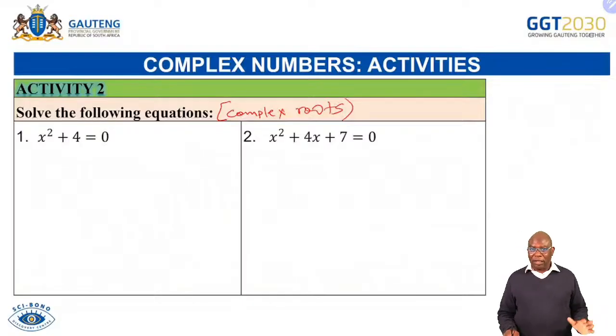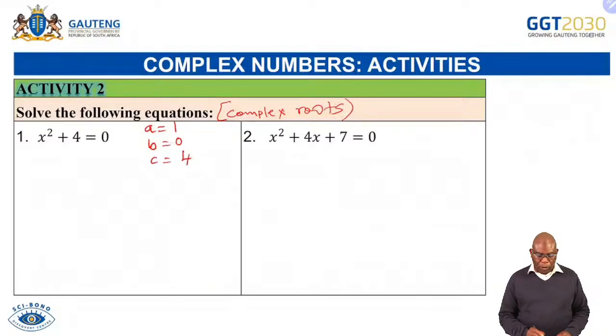Those are the math learners that can say that, but you as technical math learners, you have done complex numbers, you can't say that. Let's look at this. In this case, I'm going to use the quadratic formula, whereby my A value will be 1, my B value is 0, my C value is 4. So I'm going to substitute. My B value is 0, plus minus the square root of, I'm not going to write down the formula, 0 squared minus 4 times 1 times 4, all over 2 into 1.